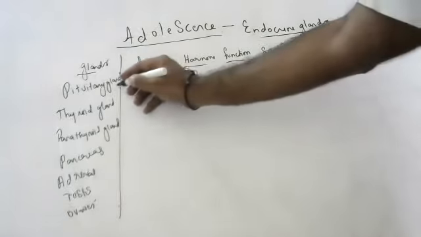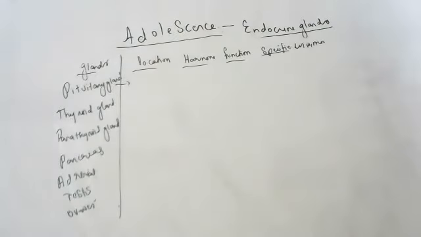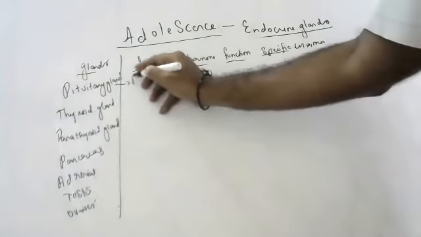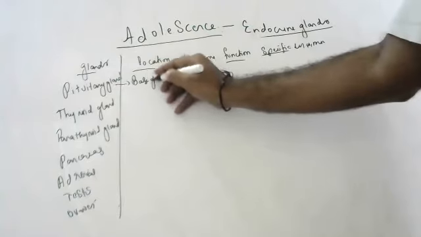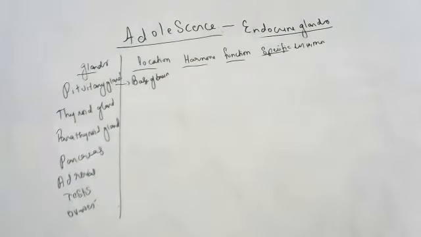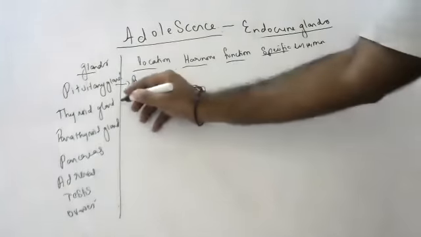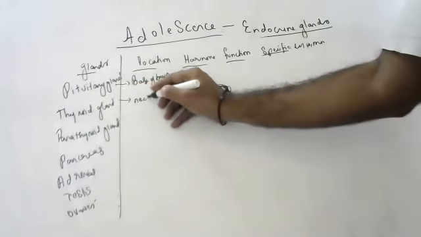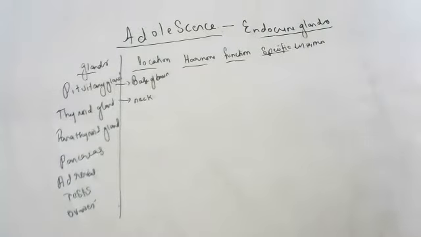Where is the pituitary gland present, children? Anyone? At the base of the brain. The pituitary gland is present at the base of the brain. Okay children, the thyroid gland is present in the neck region.